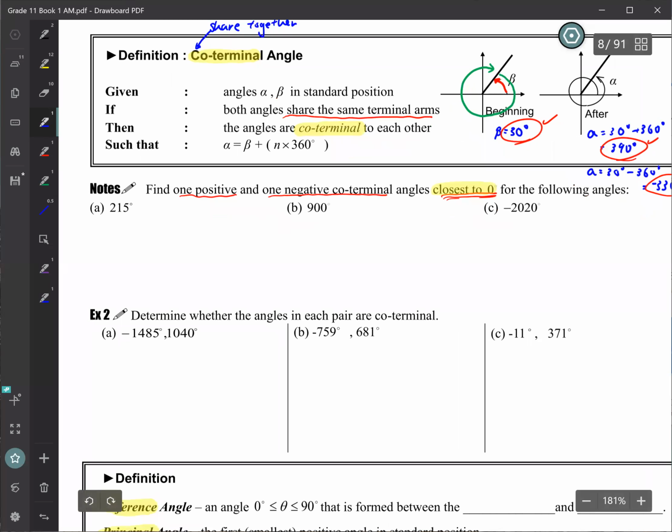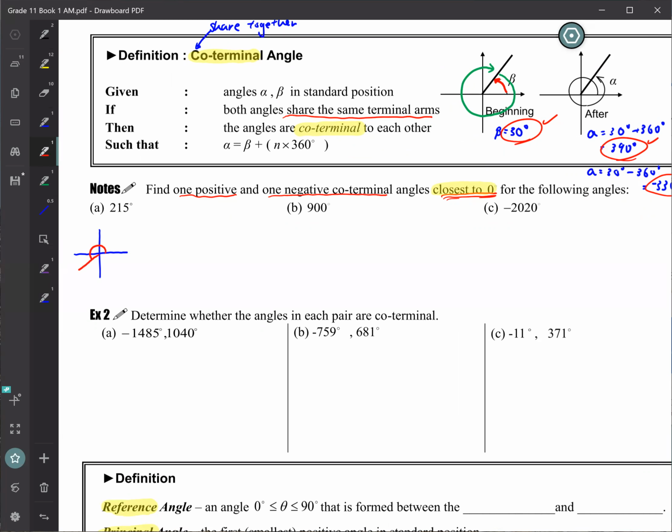So for example, 215. Let's draw it out first. You don't have to draw, but this one is pretty easy. When numbers get big, it's difficult to draw. 215 will be in the third quadrant, more than 180.